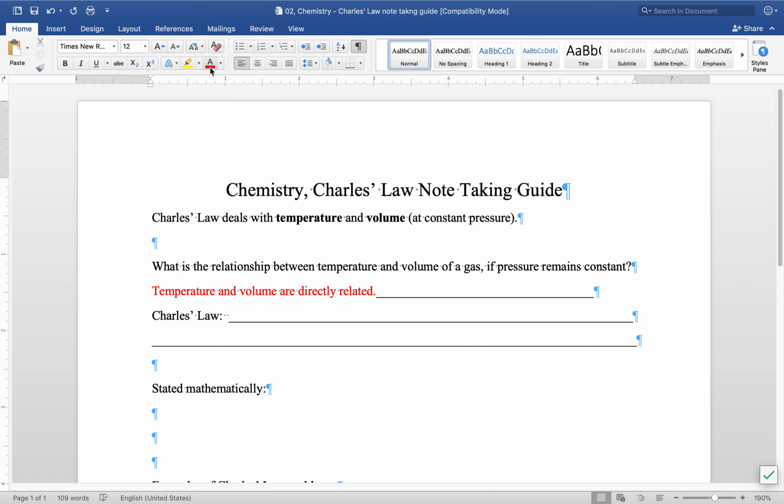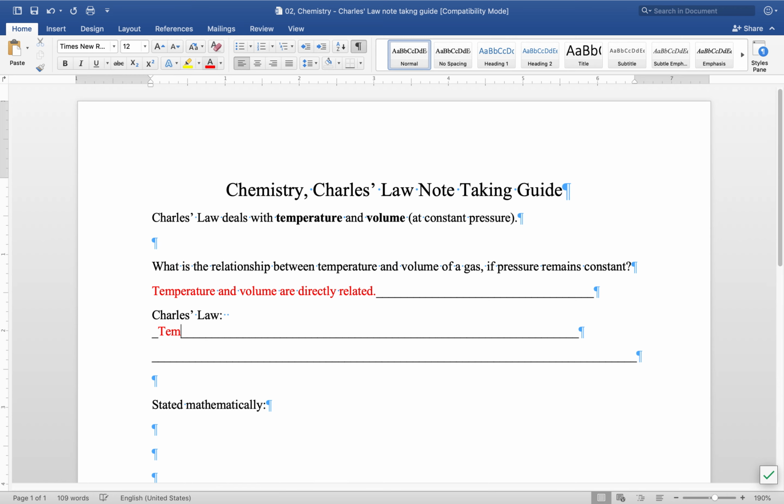So Charles's law states that temperature and volume of a gas at constant pressure are directly related. That's it.